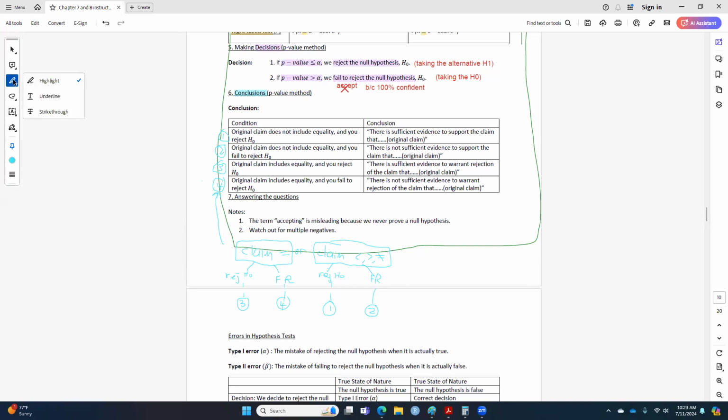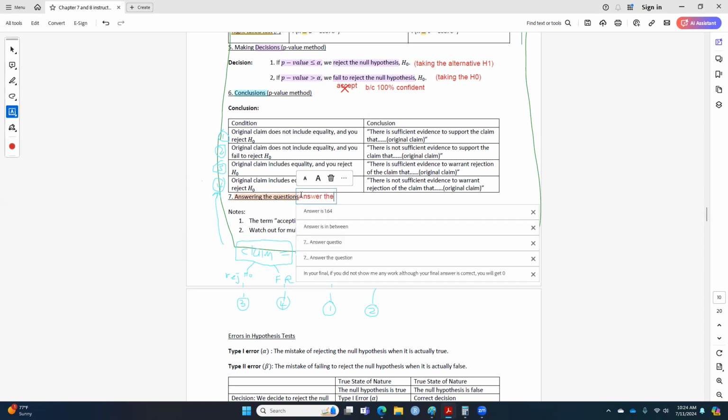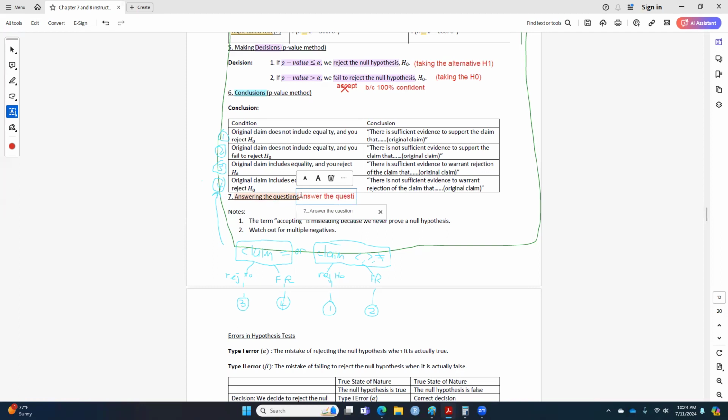Okay. Once you finish making a conclusion, the last thing we're going to do here is answering the question. Answering the question usually consists of a few things. One is that sometimes they want you to answer the question. If the question asks you to answer the final question, the answer is usually either yes or no, depending on your conclusion.